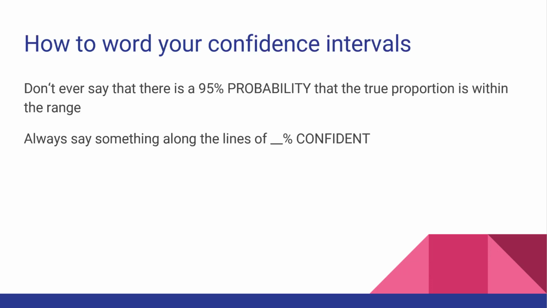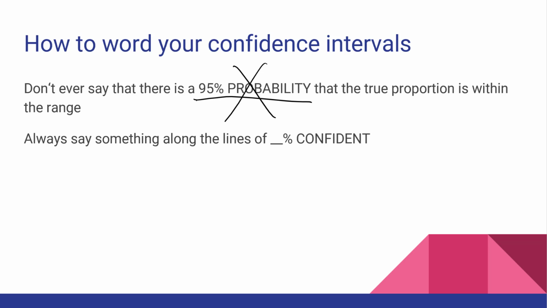I cannot physically express how important this is, that you do not say it as a probability. Never. Your true proportion is always within your range or it's not within your range. It either is or it isn't. So your p has already been set. It's not a random variable that's fluctuating around or anything. It's just sitting there. So it is not a random probability. It cannot be expressed as a probability. You always say something along the lines of, I am whatever % confident that the true proportion is within this interval.